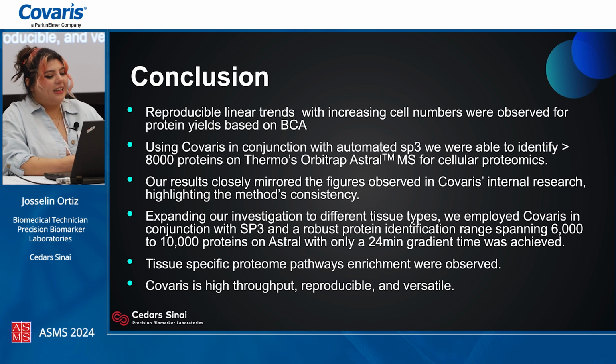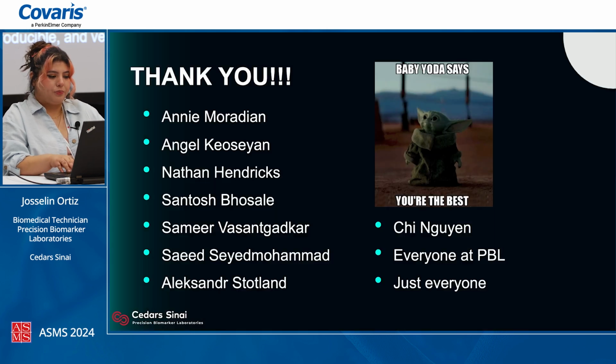And expanding our investigation to different tissue types, we employed Covaris in conjunction with our SP3 digest. We saw a range spanning from 6,000 to 10,000 proteins on Astro on only a 24-minute gradient. And tissue-specific proteome pathway enrichment was observed, and lastly, we found Covaris to be high throughput, reproducible, and versatile.